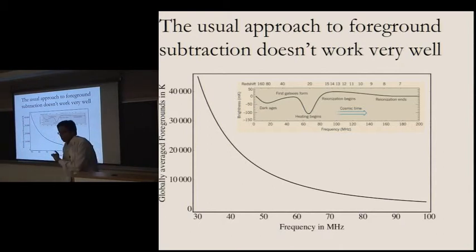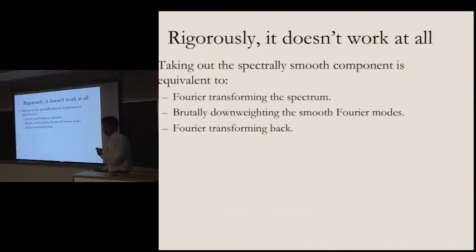And in fact, the problem's worse than this. It's not that this doesn't work well. Rigorously, it doesn't work at all. Okay? Because if you think about taking out the smooth component of a spectrum, what you're really doing, well, one way of doing it is to Fourier transform the spectrum, brutally downweight the really smooth Fourier modes, right? And then Fourier transform back.